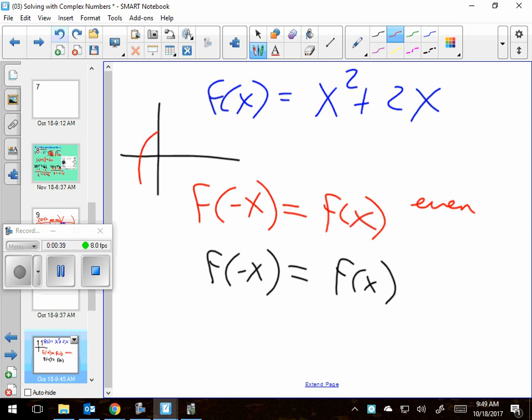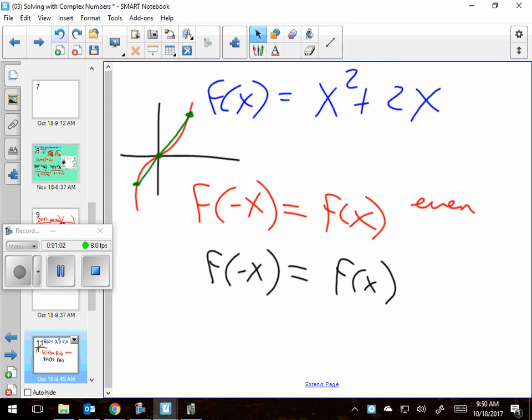How about this? This is close to odd. Is it an odd function? No, because it doesn't have symmetry over the origin. If I move it here, now it would be an odd function because it has symmetry over the origin. See what I'm doing there? It has symmetry across the origin.